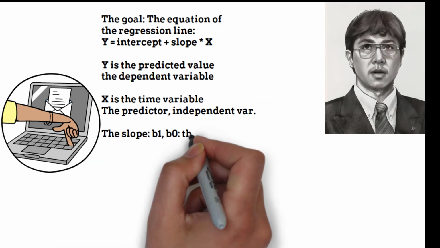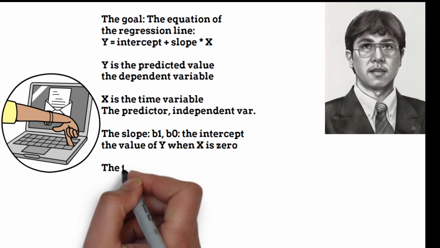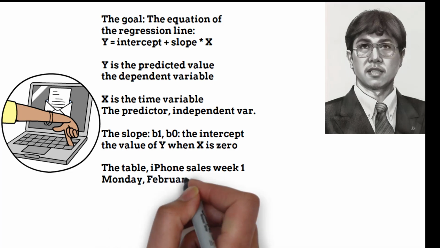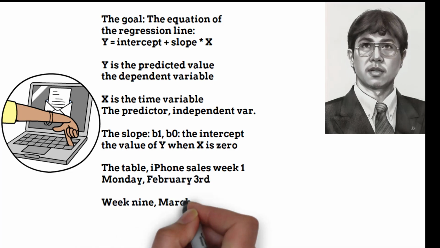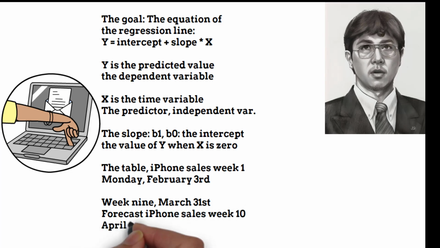Here, y is the predicted value, the dependent variable. X is the time variable, the predictor, or independent variable. The slope of the regression line is represented by b1, and b0 is the intercept, the value of y when x is 0.